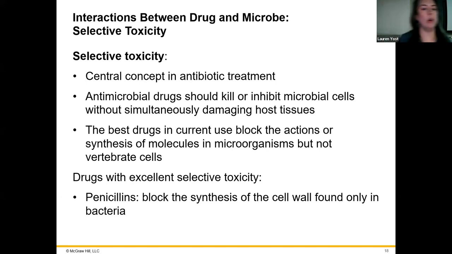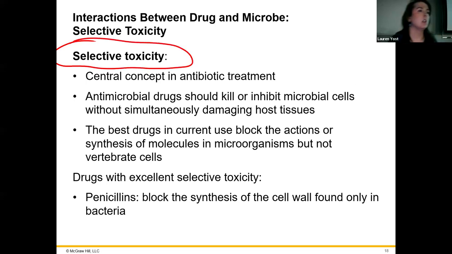Alrighty, let's get into this concept of selective toxicity. This is one of the most important terms you're going to learn in this chapter, and it will absolutely be on the Unit 3 exam. Selective toxicity is something we've just been talking about this whole time, by the way. It just means that you want your drugs to kill or inhibit without damaging the host.